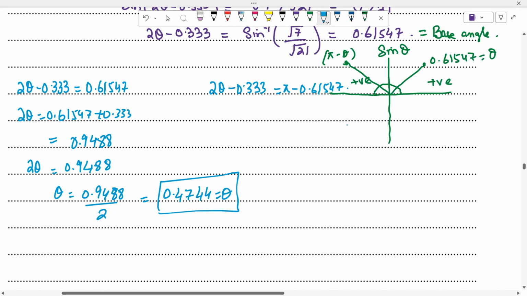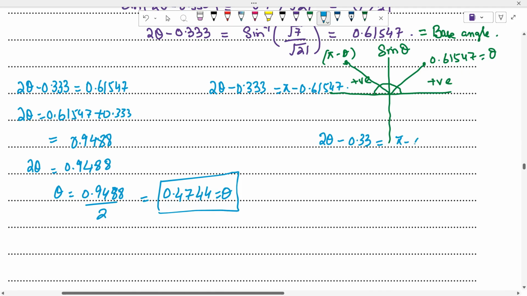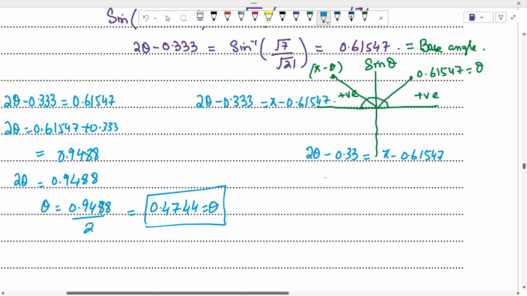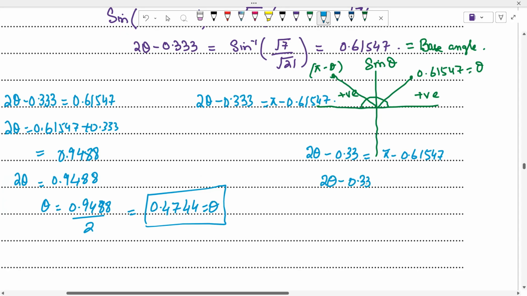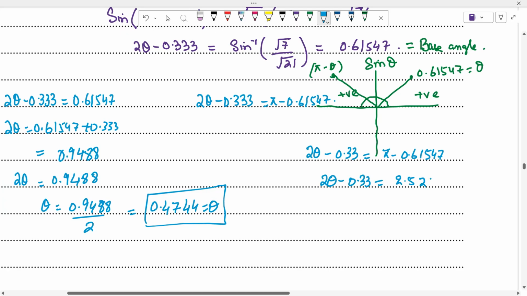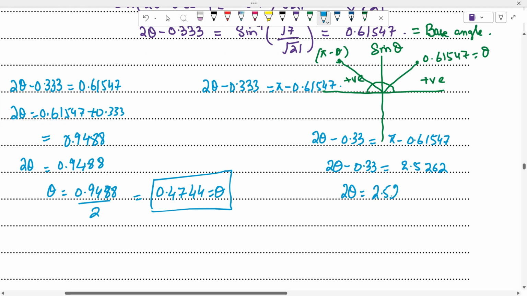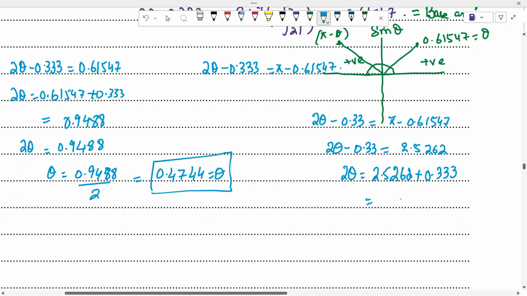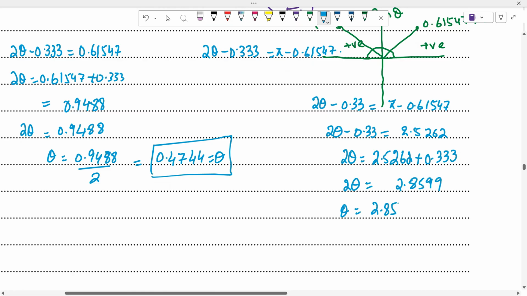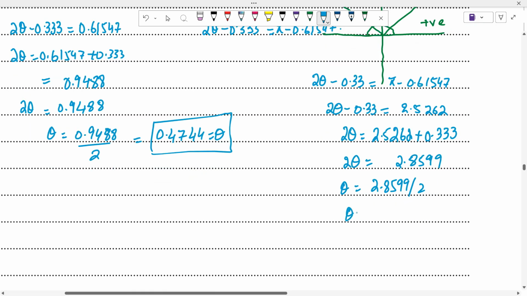Now we have the other condition, which says that 2 theta minus 0.333 equals pi minus 0.61547, and this equals 2.5262. Moving 0.333 to the right side, we have 2 theta equals 2.5262 plus 0.333, which equals 2.8599, and theta equals 2.8599 over 2, so theta equals 1.43.